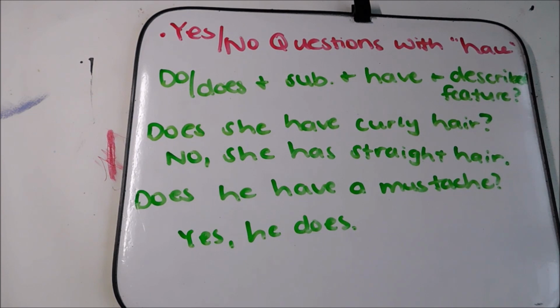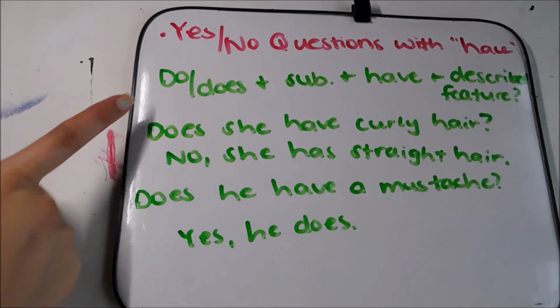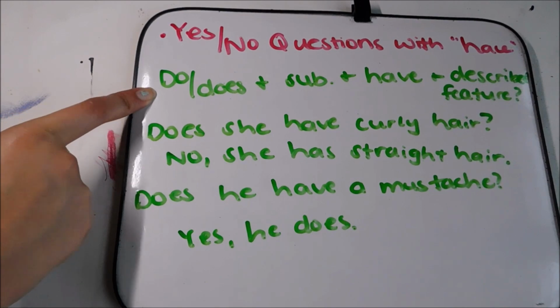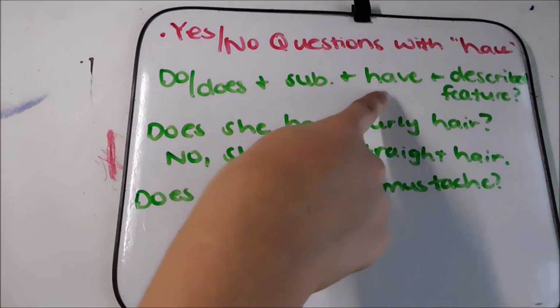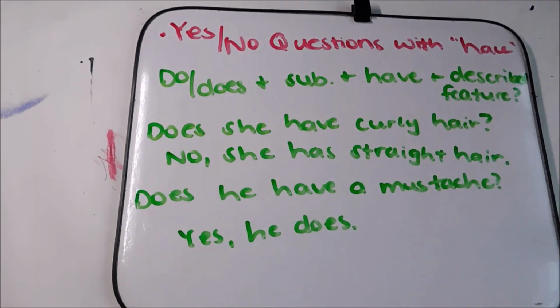Then we have yes or no questions to ask if people have features. For example, a type of hair or a color of hair. We can ask about freckles, braces in their teeth, things like that. And the way we ask about them is with do or does first, then the subject, so the person we want to know about, have, and then that feature.